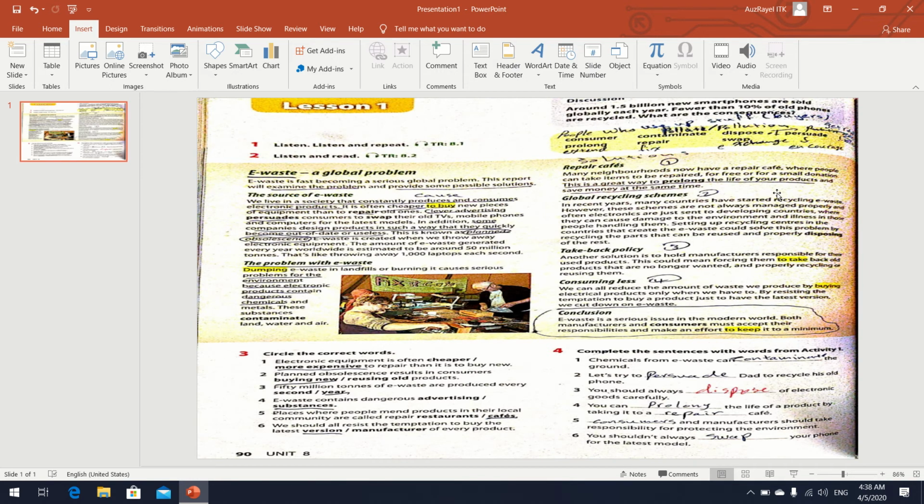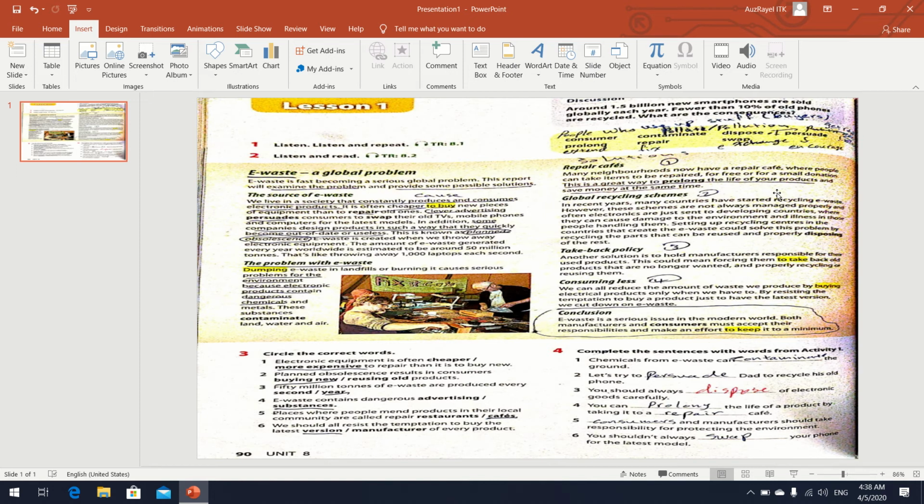The second word is contaminate. Contaminate means to pollute or the pollution of something. Dispose, which means get rid of something. When you do not need a specific thing anymore, you just throw it away, get rid of it. And that's the meaning of dispose of.